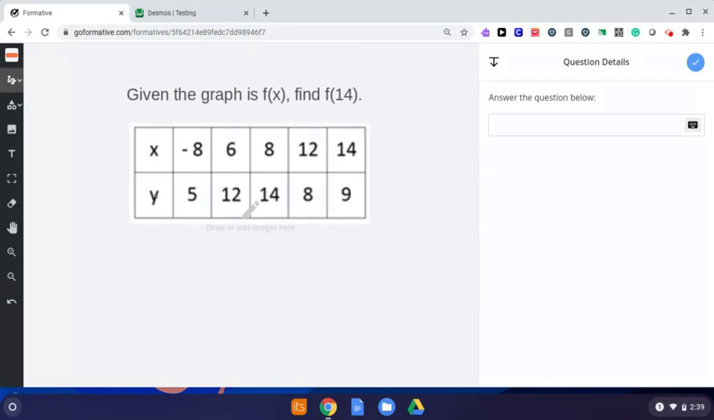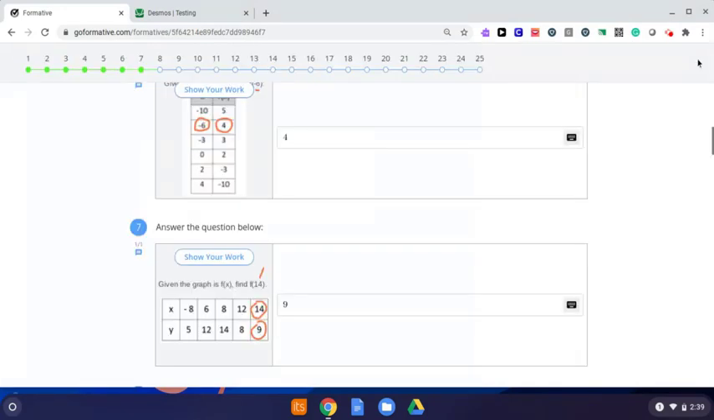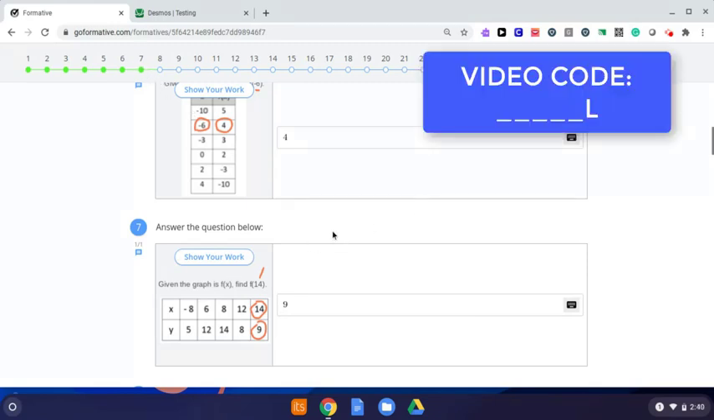And there we go. The last example, here we have a table again, but this time the table is on the horizontal, but there's no problem. The x value is right here. I'm looking for 14, so 14 is right there. And what is the y value that corresponds to that? 9. So my answer is 9. Press the check mark, and voila, we got our answer.